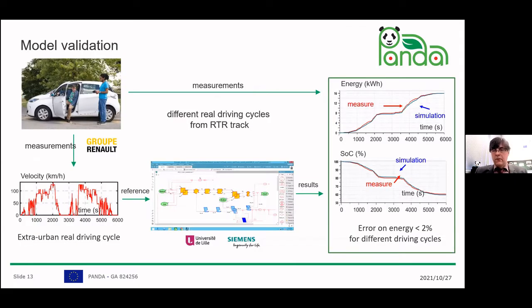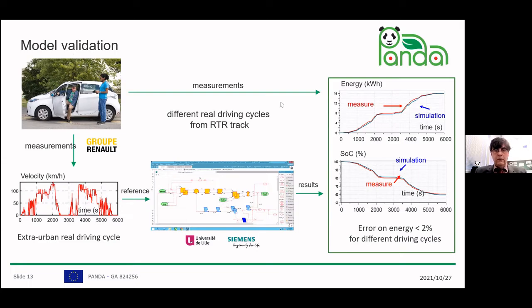Of course, we have to validate the model. What we did for that vehicle is that Renault did some driving cycles in the testing track of RTR in Romania and recorded a lot of data. The velocity is recorded and is an input for the simulation. And we do some comparison in order to know what is the accuracy of the model. For the different driving cycles, in terms of energy consumption, we have an error lower than 2%. At the system level, it's very good, in fact.